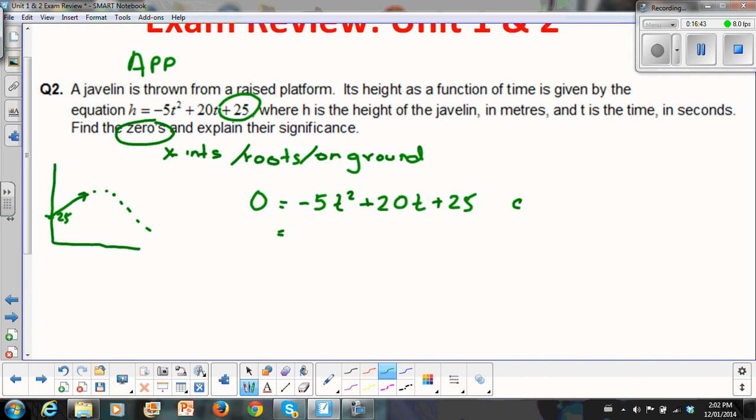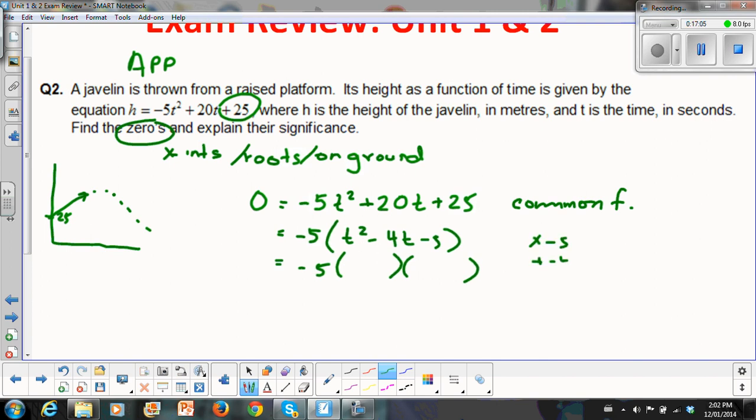We are going to common factor first by factoring out a negative 5. We're left with t squared minus 4t minus 5. We had something like this on the test in this unit. And then we are going to factor this quadratic. We need two numbers that multiply to negative 5 and add to negative 4. That would be negative 5 and positive 1. Because there's no number in front of the t squared, you can go right to putting it in the brackets. You can review simple trinomials in your notes.